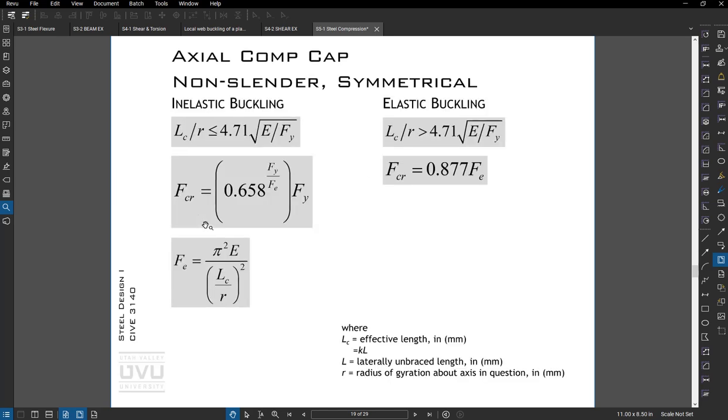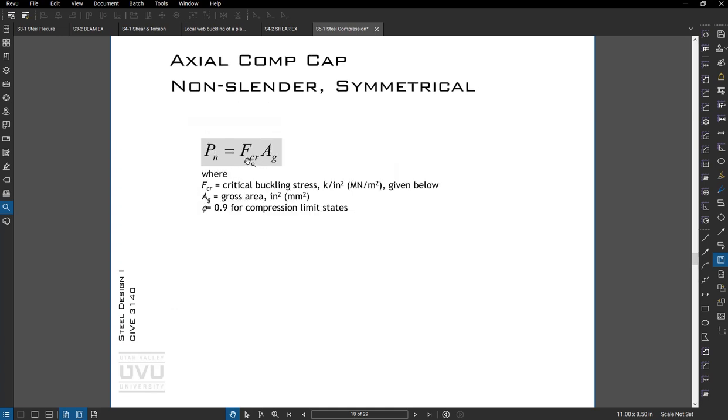So for inelastic buckling, if our slenderness ratio is less than this value, we calculate LC over R. LC would be the length of the column divided by the least radius of gyration, usually R sub y. If that's less than this equation, then we can use this critical stress equation here. And this F sub E is really an Euler buckling equation. It should look somewhat familiar to your strength of materials book. So FCR plugs into right here in this equation.